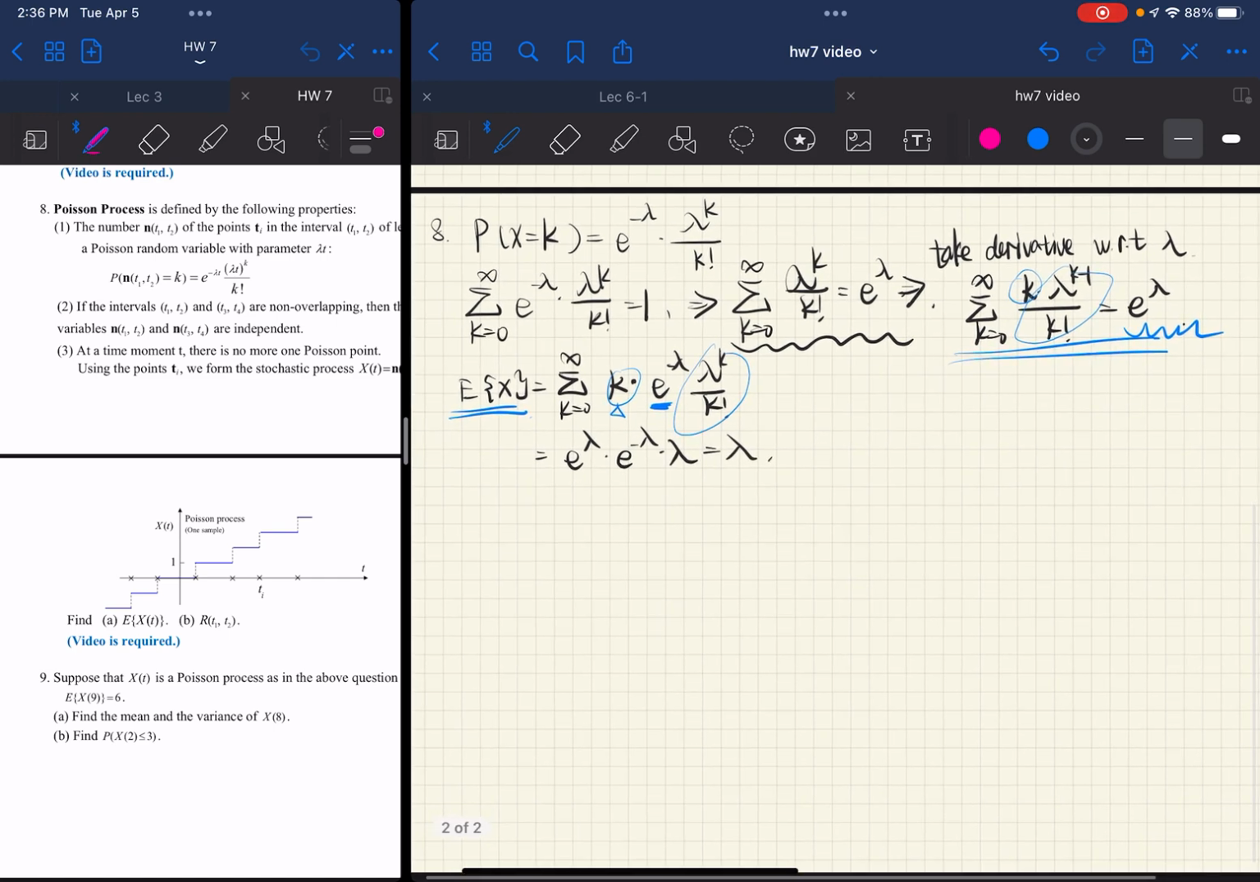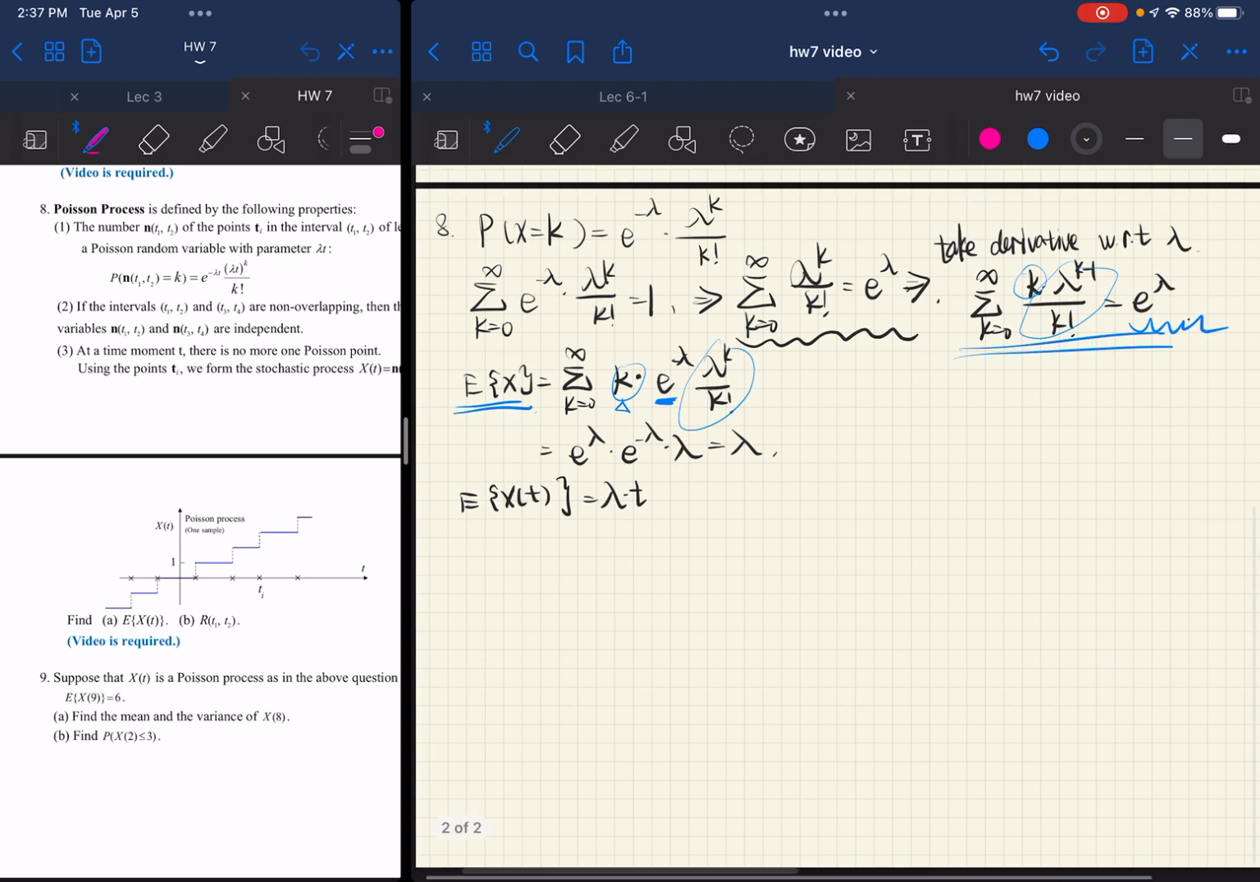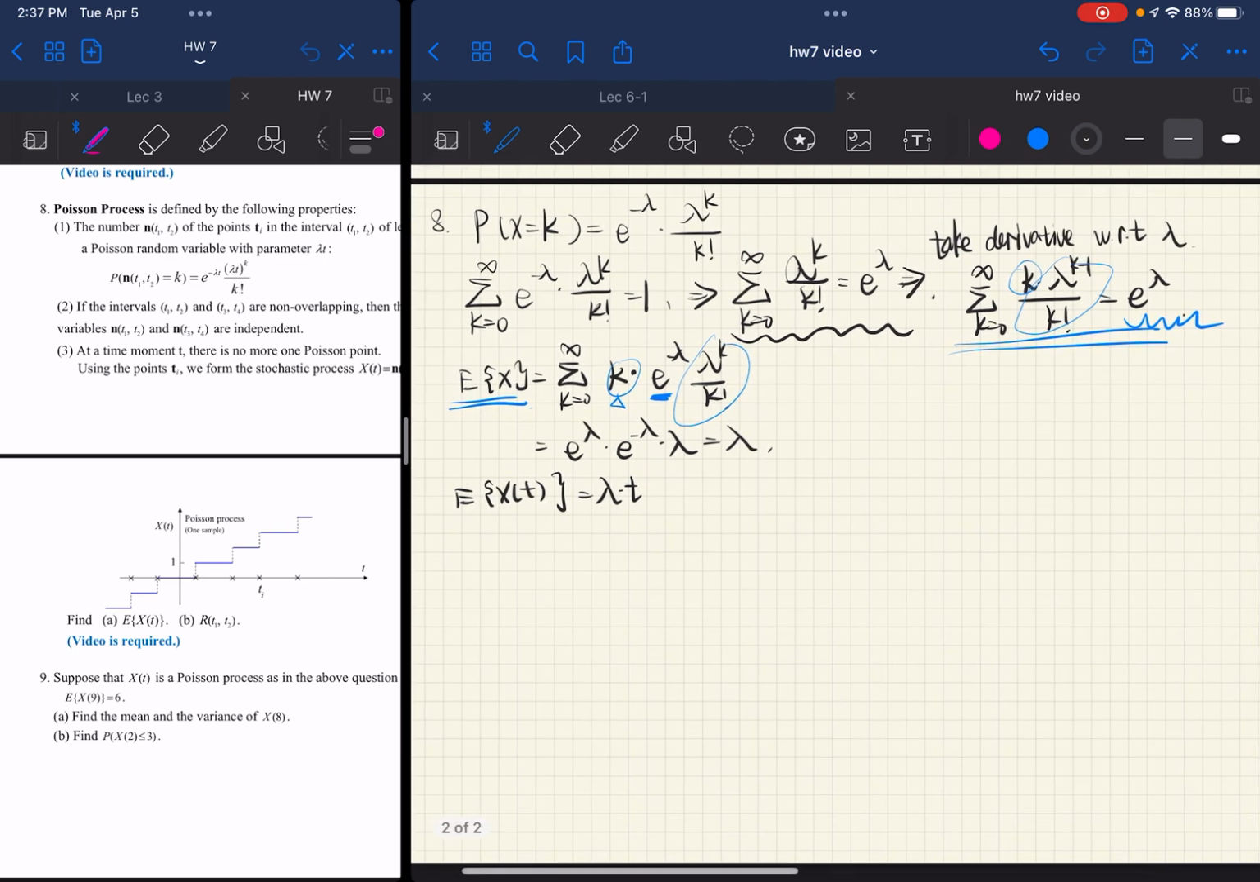But here X is actually a function of t. So the expectation of X(t) should equal lambda times t. And this is for problem A. And I will make it smaller.